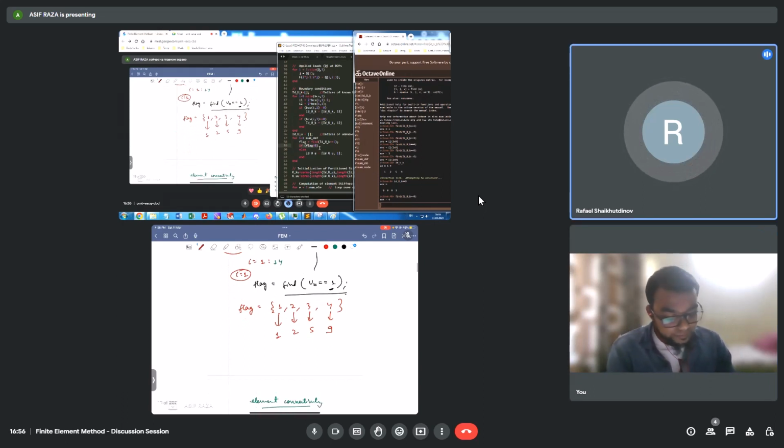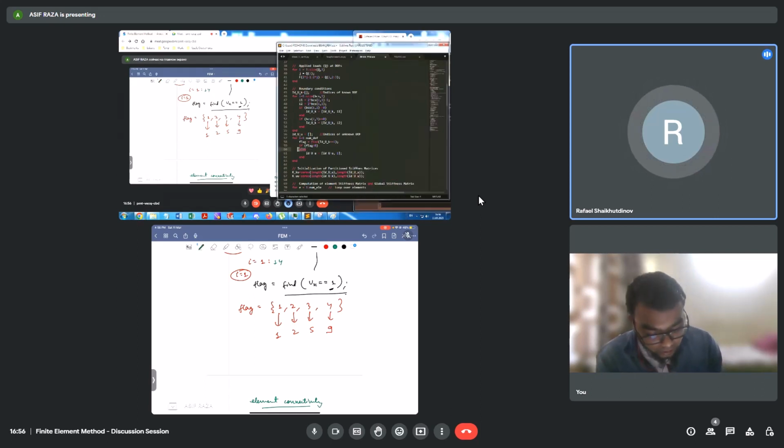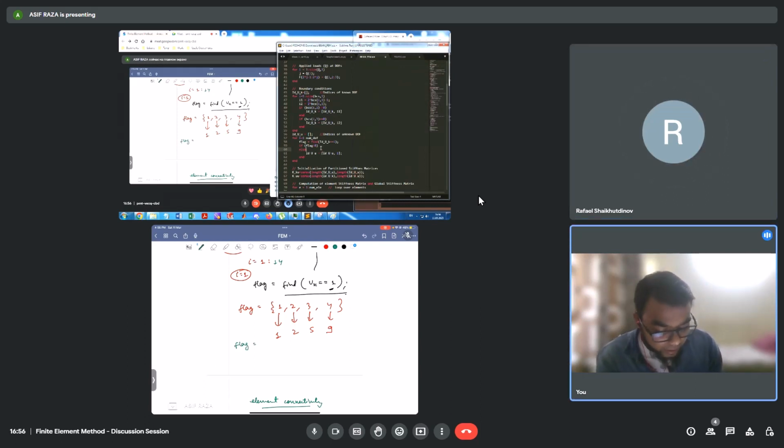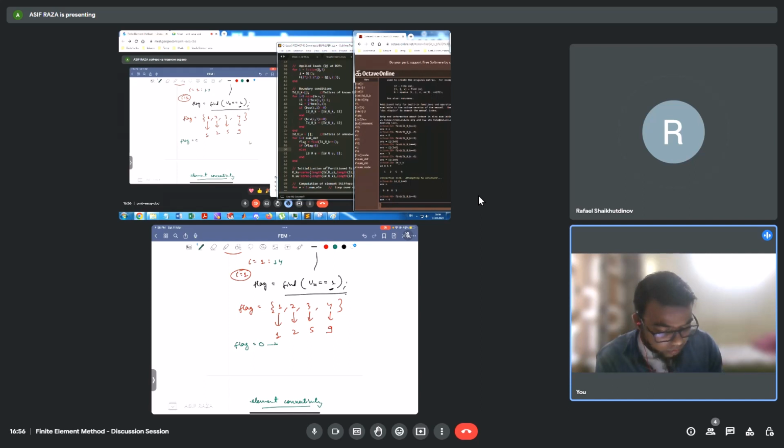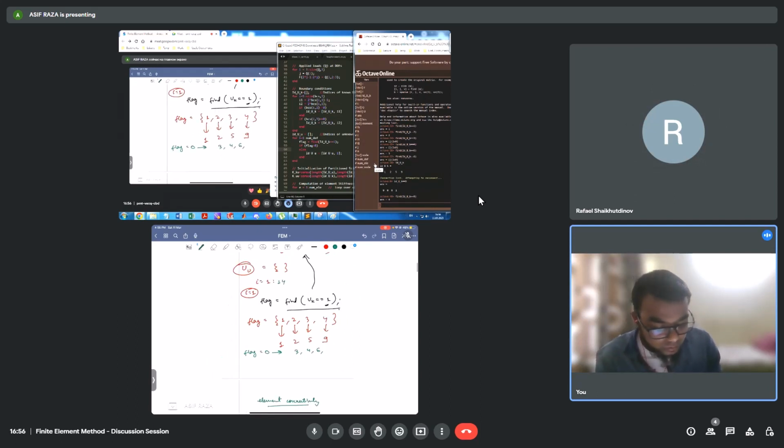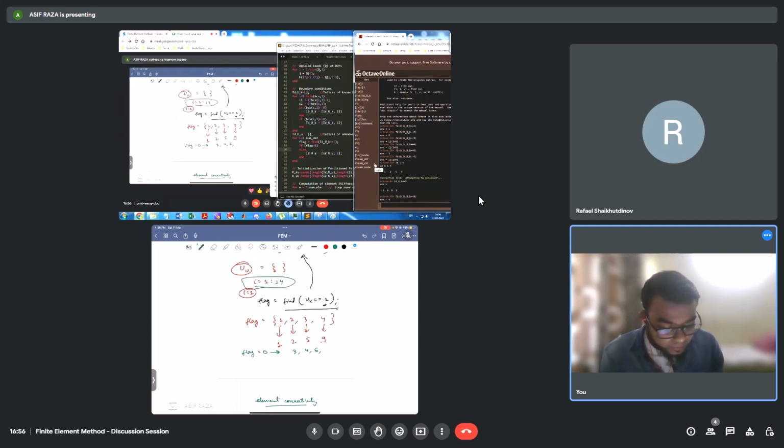If flag is greater than zero, it means that it found something. So we need the cases where it doesn't find anything. So flag will be 0 for what values? 3, 4, 6. Remember, we are running for I equal to 1 to 14.